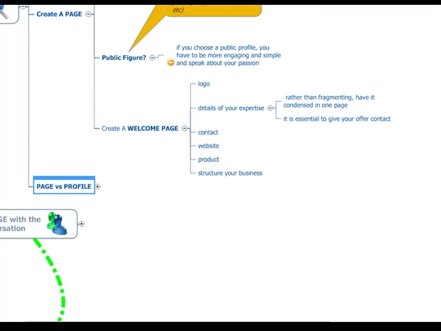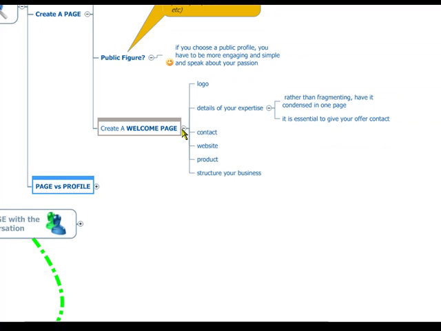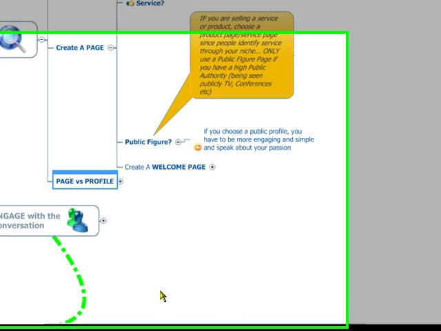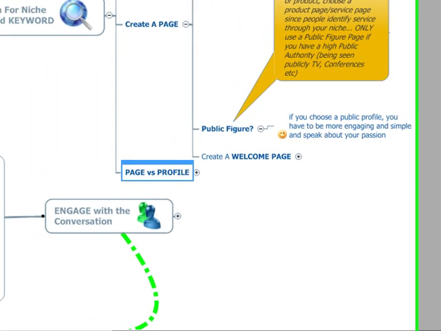Before actually starting up your page, you can also have somebody do your welcome page, just in case you don't know how to do some coding stuff. Actually, I'll show you one.